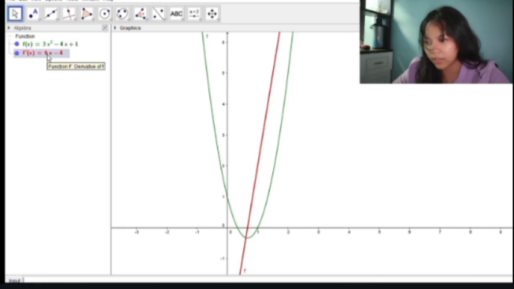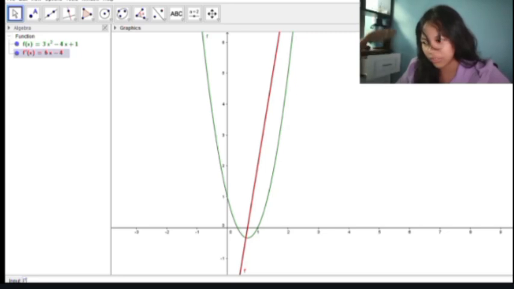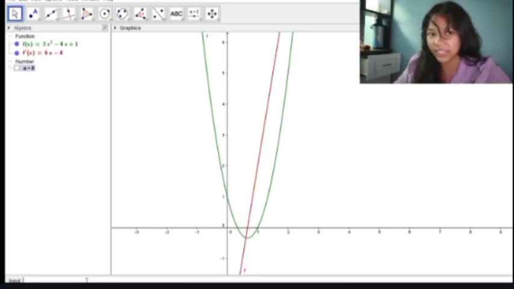And let's say the tangent would be at x equals 2. We can just change it to f prime of 2. So it would be 8. So this is the slope of our tangent.